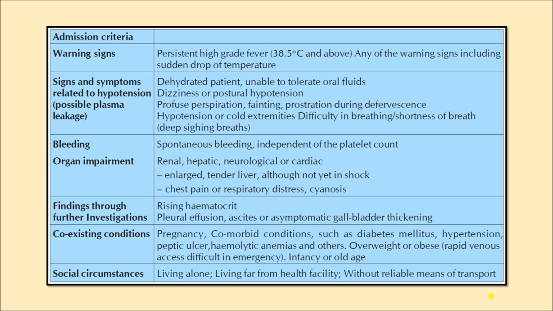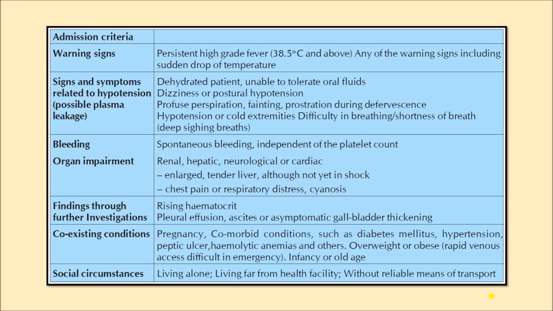If there is any dizziness or postural hypotension, profuse perspiration, that means a lot of sweating, fainting, prostration during defervescence, hypotension or cold extremities, difficulty in breathing, shortness of breath, that is deep sighing breaths, if these are present. If there is any spontaneous bleeding, independent of platelet count, so irrespective of the platelet count, the patient has to be admitted. Also, because of organ hypoperfusion, there can be organ impairment, so renal, hepatic, neurological or cardiac impairment. We can have an enlarged tender liver, hepatomegaly.